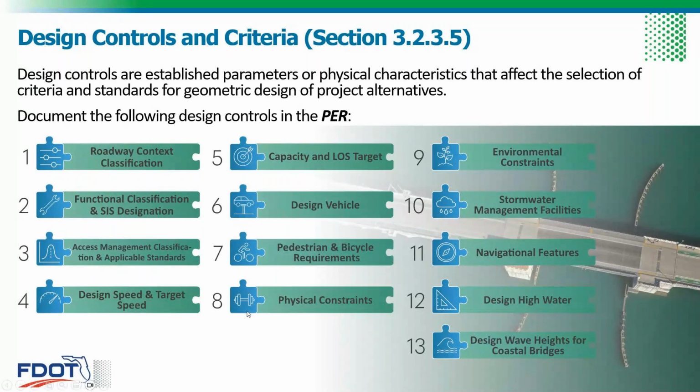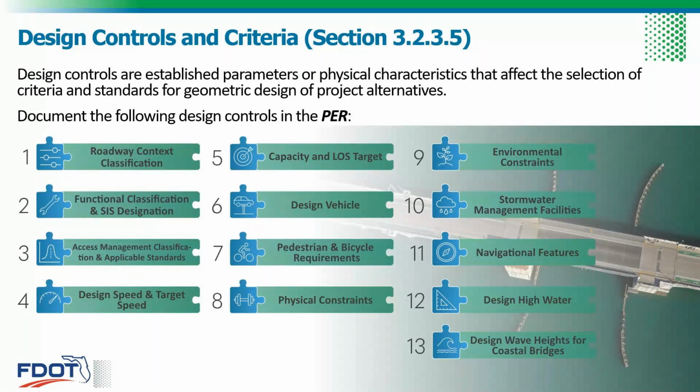So for your physical constraints, we're talking about a pinch point in your right-of-way, maybe a railroad or a major utility on one side of the road. Environmental constraints are what you think of, what was discovered on your desktop review: public parks, historic and cultural features, wetlands, floodplains. For the type of stormwater management facilities, really just talking about whether a closed or open drainage system is required. And for navigational requirements, design high water, which would include impacts from projections, these would only apply to bridges over water, obviously. And then design wave heights would only apply for coastal bridges, and that would include impacts from sea level rise projections.